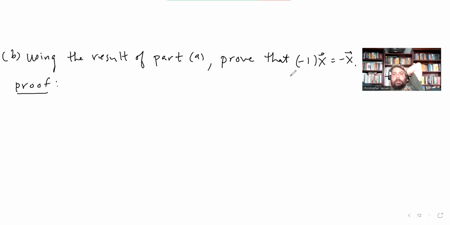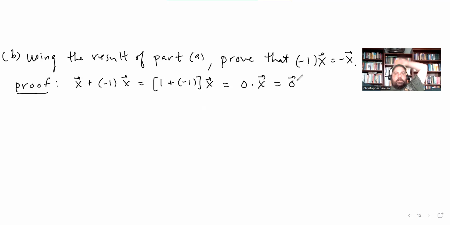So what we want to show is that negative 1 times x is the additive inverse of the vector x. So let's take the sum. So consider x plus minus 1 times x. Right? I can factor the vector x out by using one of the properties that we just did in question number 12. It was one of those distributive laws. 1 plus minus 1 is 0. And we know that 0 times x is the 0 vector by the last thing that we did, part A, right? Okay, by part A.